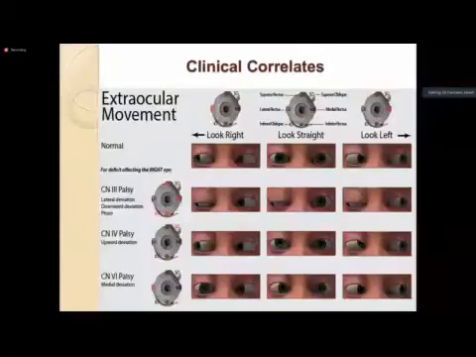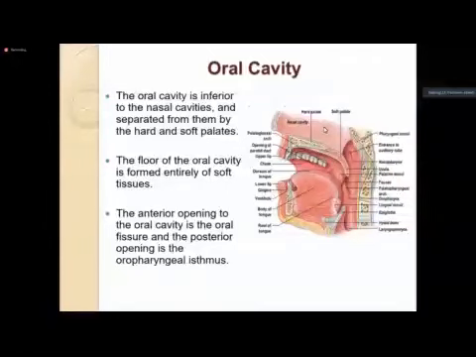Now coming to the oral cavity. Oral cavity is basically inferior to the nasal cavities. It is separated from them by the hard and soft palate. Floor of the oral cavity, soft tissues सारे के सारे बना रहे हैं. Anterior opening to the oral cavity is the oral fissure, and posterior opening is the oropharyngeal isthmus.